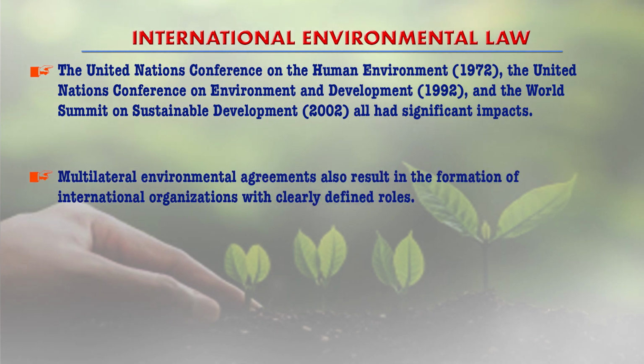Multilateral environmental agreements also result in the formation of international organizations with clearly defined roles. So, whenever these agreements are there, international bodies can be formed and they have clearly defined roles. Now, the job of these international organizations is to oversee that the agreement which has been made is put into action. For example, these agreements resulted in the Convention on International Trade in Endangered Species of Wild Fauna and Flora, popularly known as CITES, and the International Union for Conservation of Nature. So, these are the agencies which oversee the implementation.